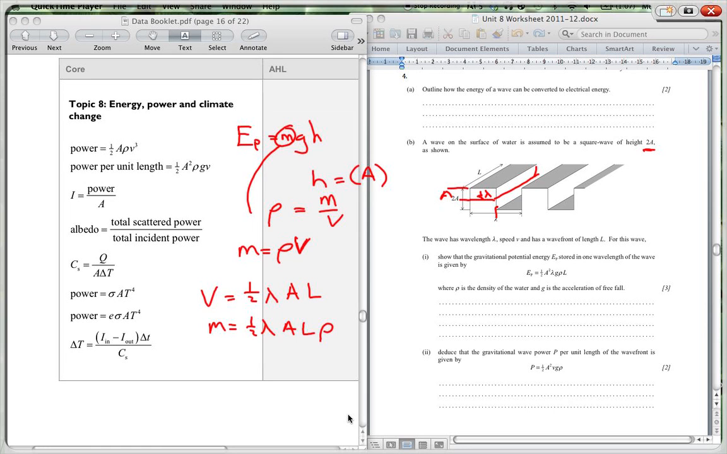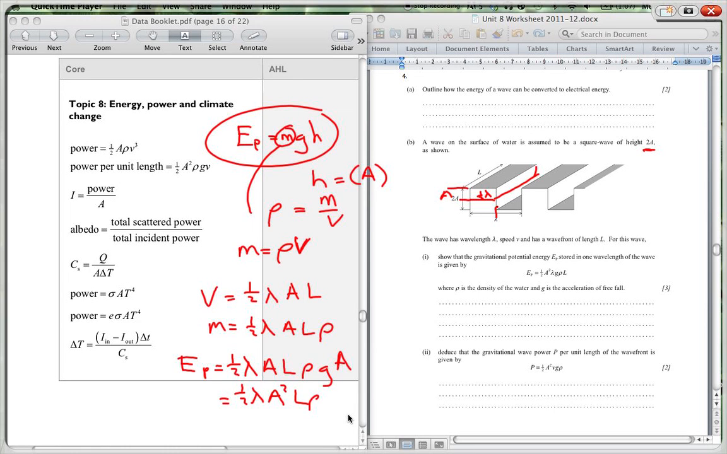So we're now going to put it into this formula over here, and we would get EP, our potential energy, is equal to a half lambda a l rho, and then we're going to get G, and our height is equal to a. So we get that formula here, and obviously we've got an a times a, so we get a half lambda a squared L rho G, which is what we have here.